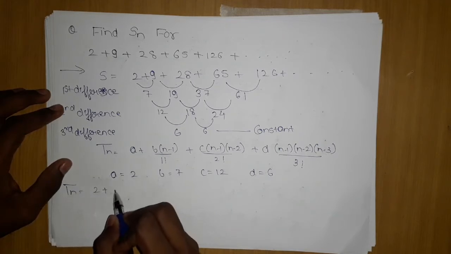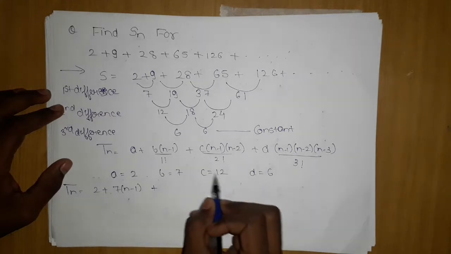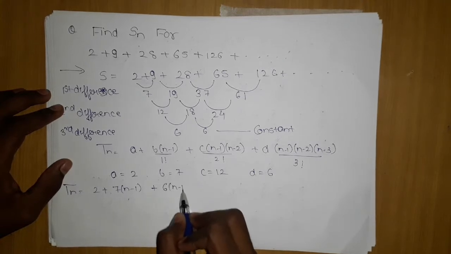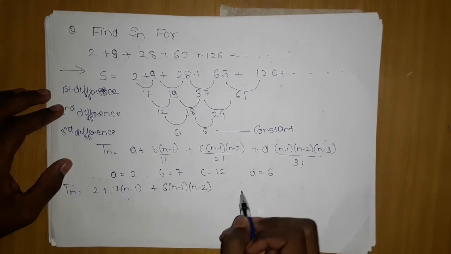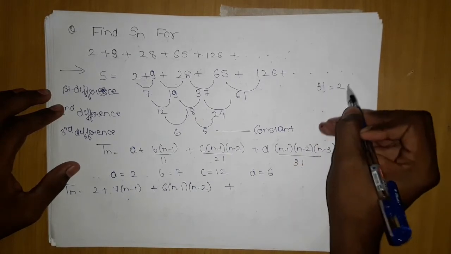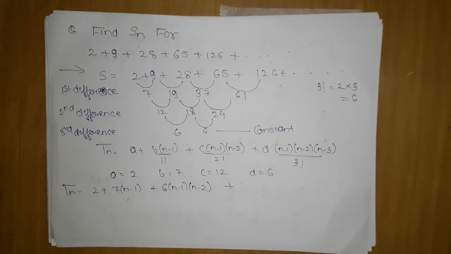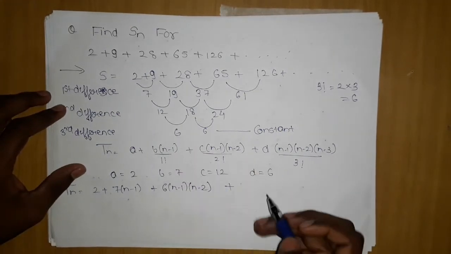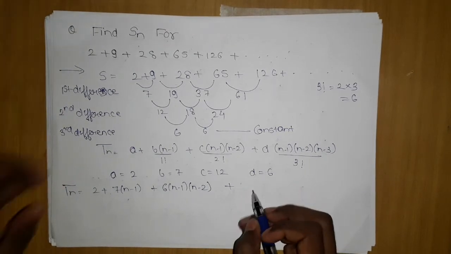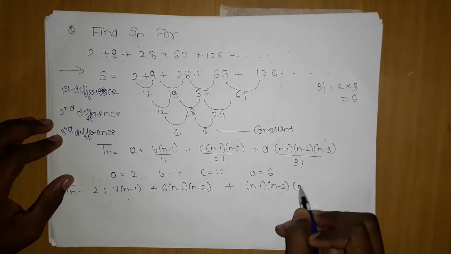2 + 7(n-1) + 12(n-1)(n-2)/2 + 6(n-1)(n-2)(n-3)/3!. This is our basic calculation. 3 factorial can be written as 2 into 3, which will give me 6, or 3 into 2. And d is 6, so the 6 will cancel out, giving me (n-1)(n-2)(n-3).